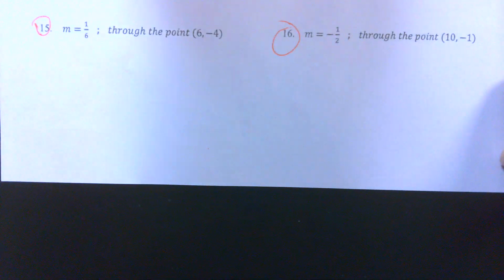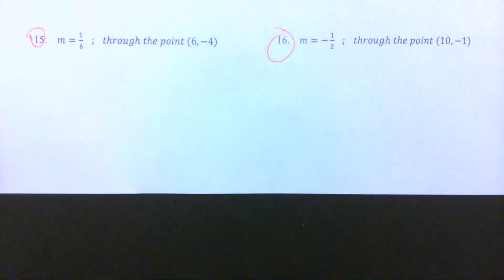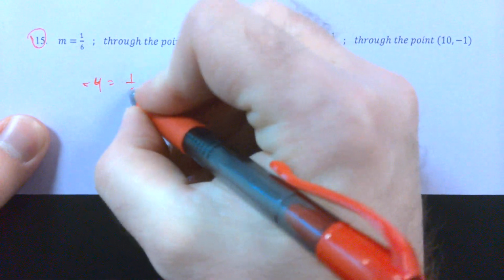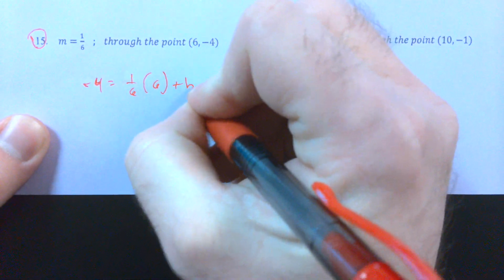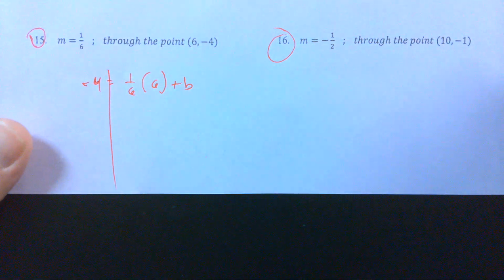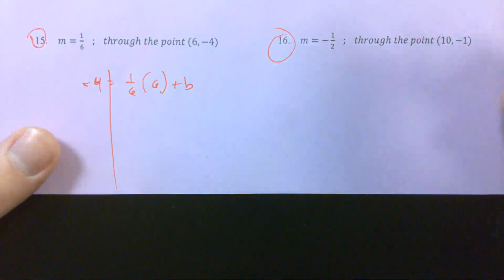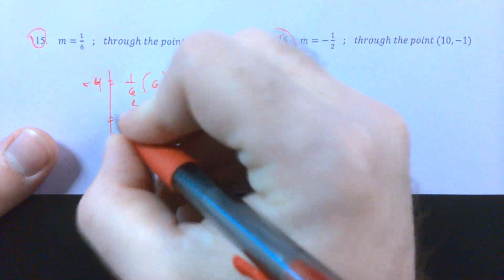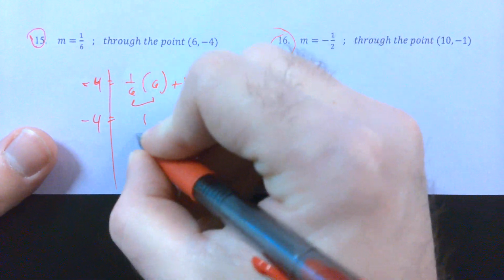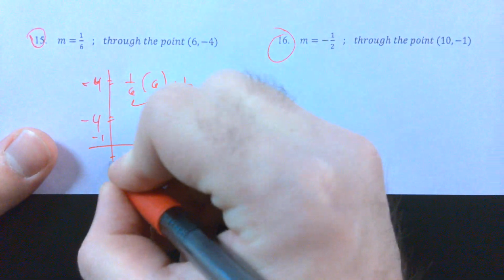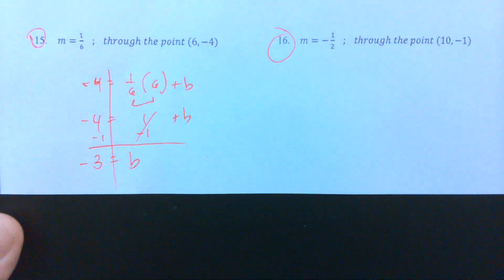Keeping it quick because I feel like you guys are good with this. -4 equals 1/6 times 6 plus b. What's 1/6 of 6? Just 1. It's like 6 divided by 6. Subtract 1 from both sides. I get b is equal to -3, right?